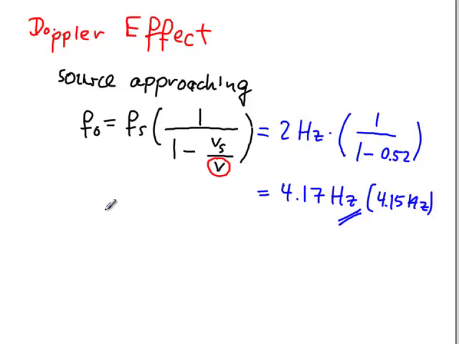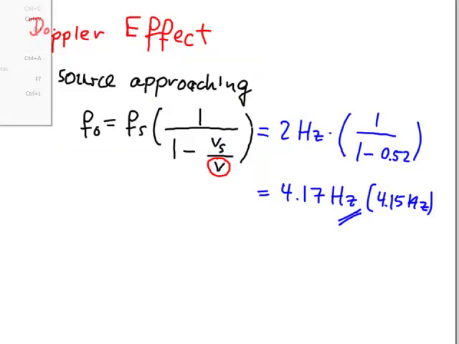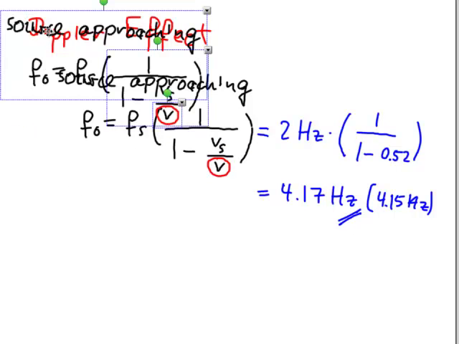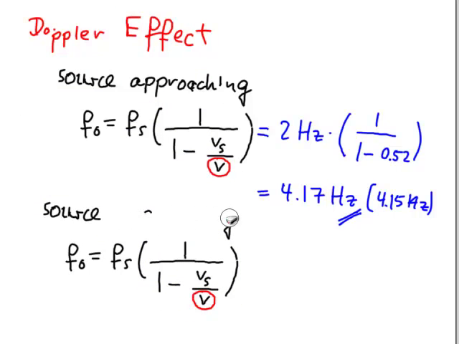And the other one is, if I'm able to just copy this one here, I don't have to rewrite the whole thing. Let's see if this works. Yep, there we go. Saves me some writing. So when the source is receding, then the equation changes, but not a whole lot. Just right here, there's a plus. And then I plug in the numbers.